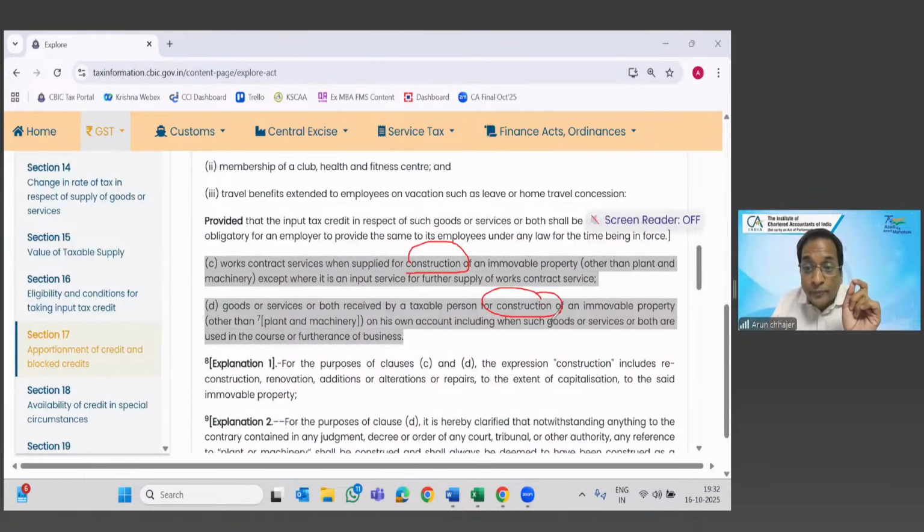अगर वो कैपिटलाइज हुआ है तो मैं कंस्ट्रक्शन कहूंगा, और अगर कैपिटलाइज नहीं हुआ है तो दैट विल नॉट बी ट्रीटेड एज कंस्ट्रक्शन, एंड देयरफॉर इफ इट इज डेबिटेड नॉट कैपिटलाइज, तो ये मेरा पर्टिकुलर एक्सपेंडिचर is not covered in the clause C and the clause D, and therefore ITC is allowed. Please confirm. Is it clear?